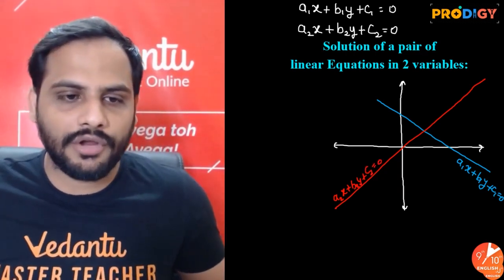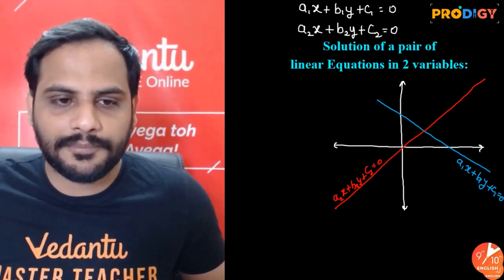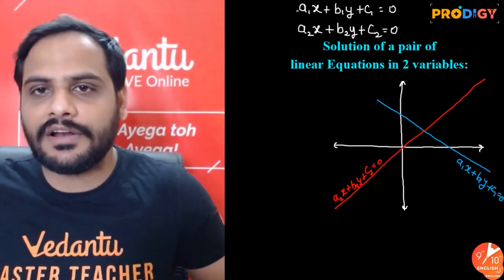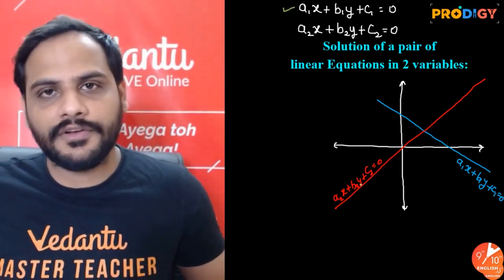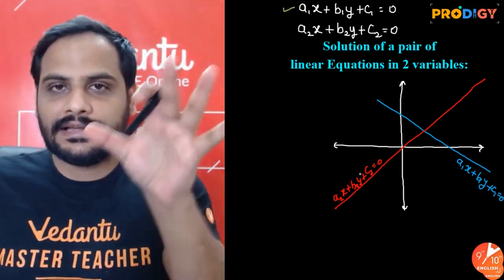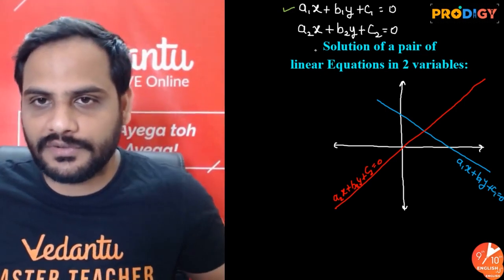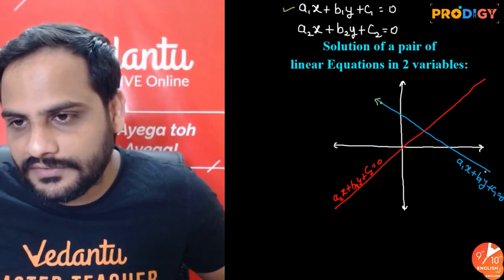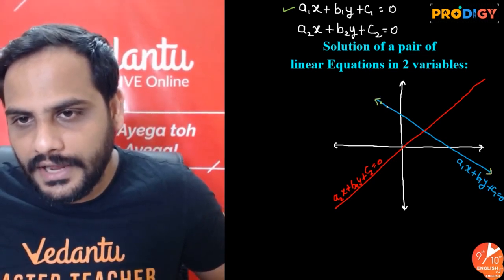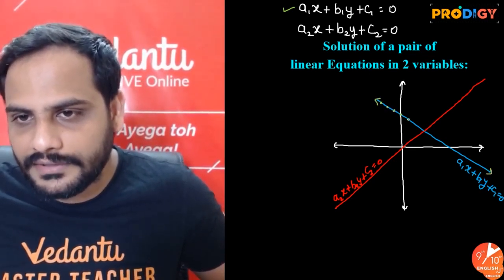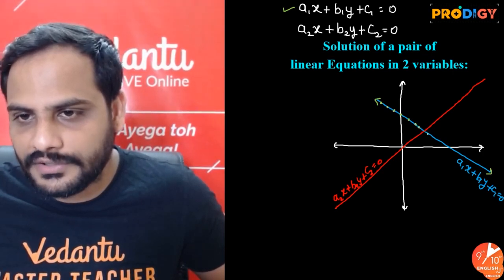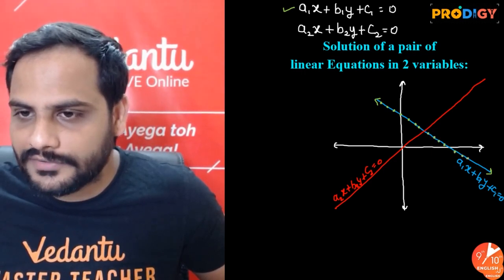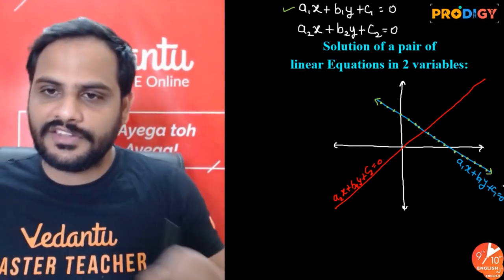Now look, all of you know very well that all the points on this blue line will represent a solution of the first equation. All the points on the line represent a solution of the first equation, a1x plus b1y plus c1. So any point on this line will represent a solution of this equation.